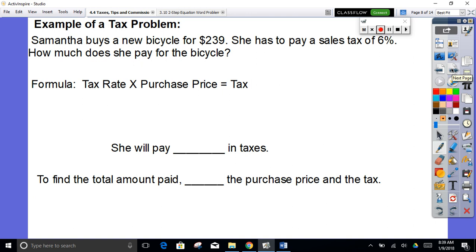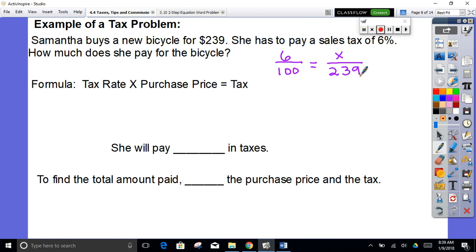Samantha buys a new bicycle for $239. She has to pay a sales tax of 6%. How much does she pay for the bicycle? Now, if we were using a proportion, we would find 6% of $239 to find out what that is. I'm also going to show you a shortcut way, but let me do the proportion first. So if her sales tax is 6%, we would write that as 6 over 100 equals the part, the tax she pays, over the whole, which is 239. Now, we can do this by cross multiplying. We can do 239 times 6 and then divide by 100.